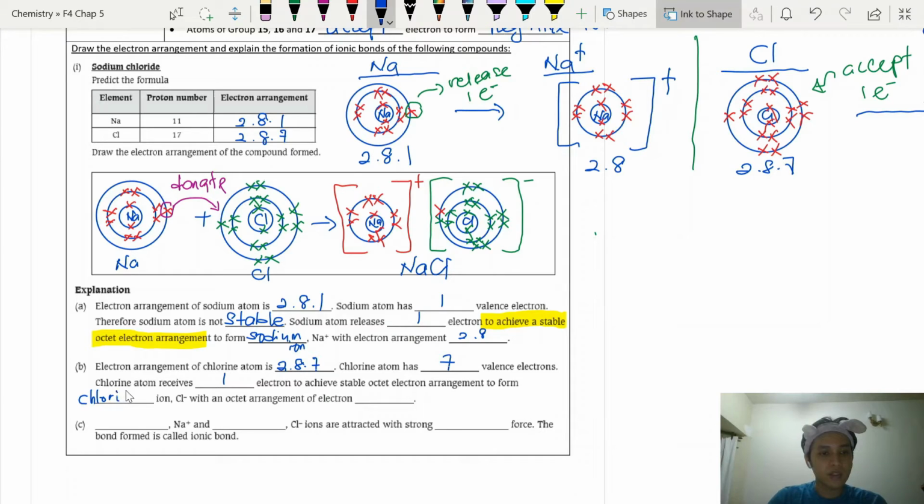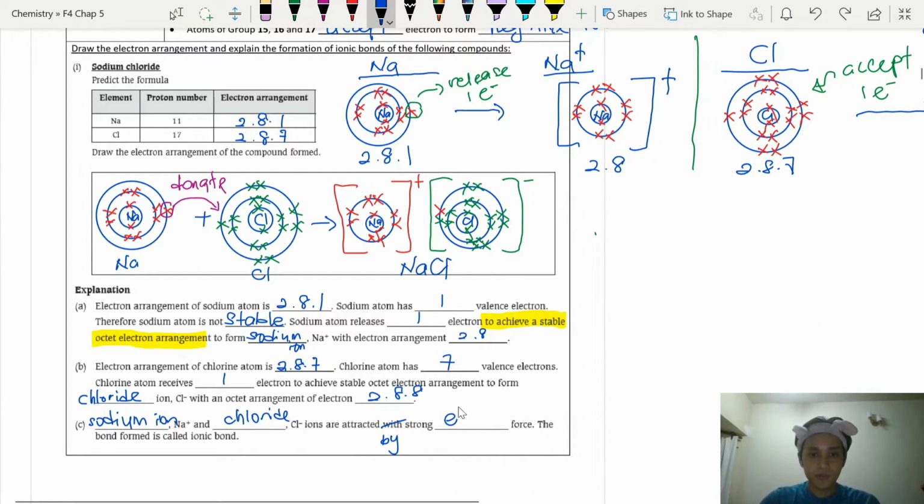Remember, for negative ions, the name is different from the atom. This is the chlorine atom, this is chloride, with electron arrangement 2 8 8. Therefore, the sodium ions and chloride ions are attracted by strong electrostatic force. This one must be in your answer.